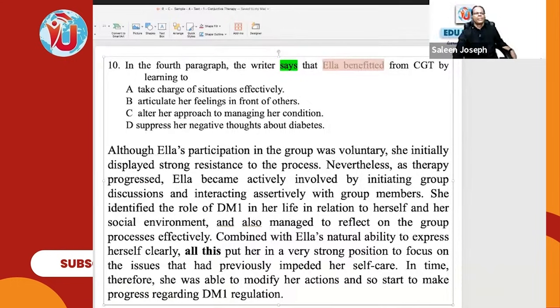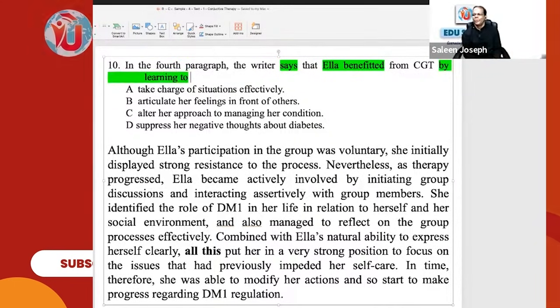By learning means she learned something. She benefited by learning to do something, right? Yes. We have to find out what she learned to do by attending CGT. What did she learn? First option, take charge of situations effectively.